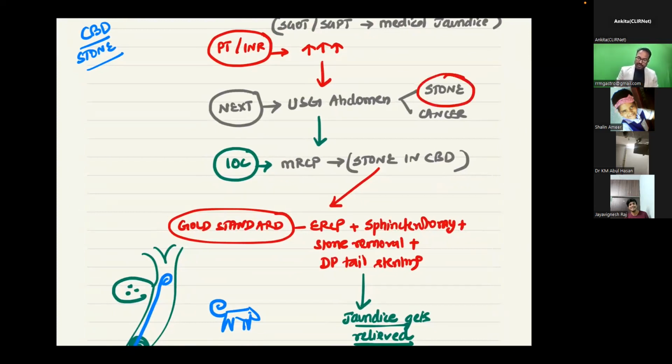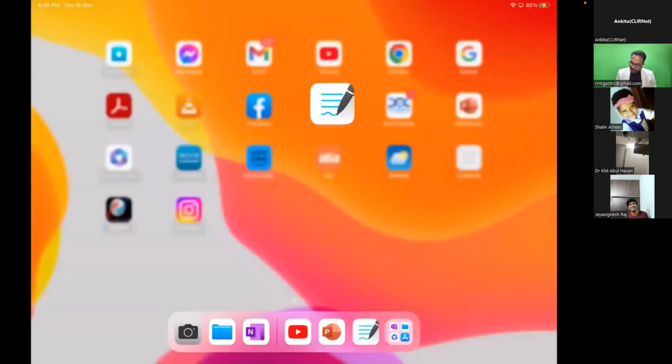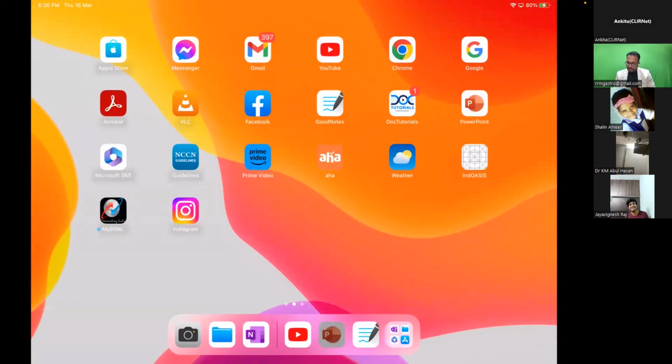The next investigation shows it is a stone, so immediately I'm doing an MRCP. MRCP is showing me a stone in the CBD. Then, gold standard, immediately I will do ERCP, sphincterotomy, stone removal, keeping a stent, and I will plan later laparoscopic cholecystectomy because the stones in the gallbladder will come again and again. Always, it's a must. Laparoscopic cholecystectomy must be done. This is protocol number 1, that is for CBD stones.